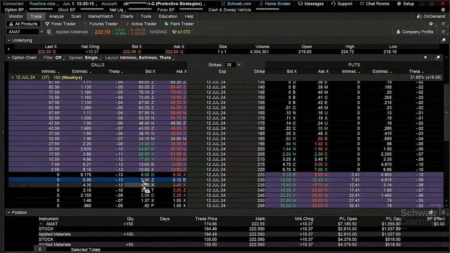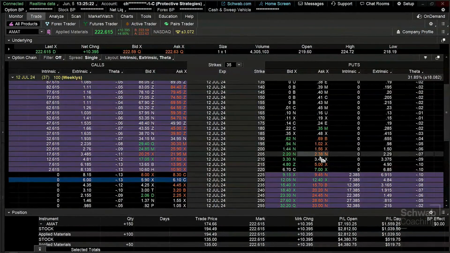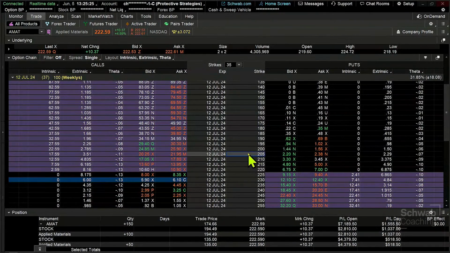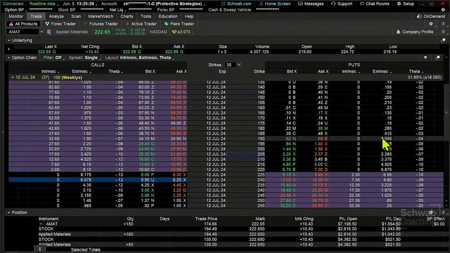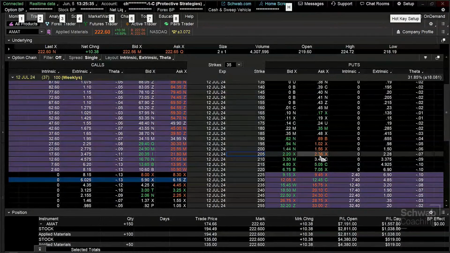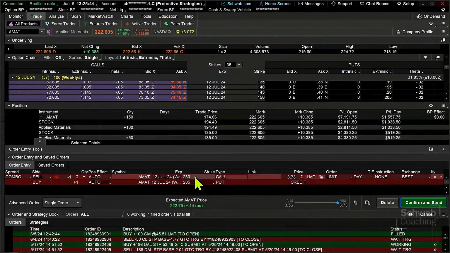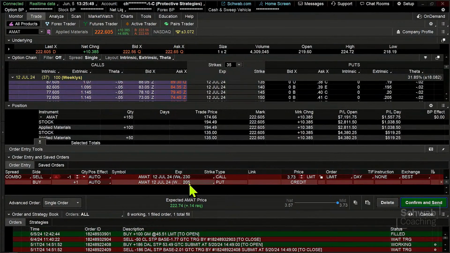But we're going to use some of the proceeds of selling that call option to buy our protective put. So in this particular case, we're going to go to the 205 strike on the put side, which is over on the right-hand side of the option chain. And I'm going to hold my control key down and go to the ask price and left click on it. And now what I've done is I've created a combo trade, right? Selling the call option at the 230 strike and buying the 205 put strike.